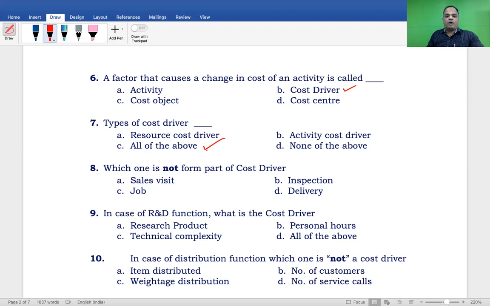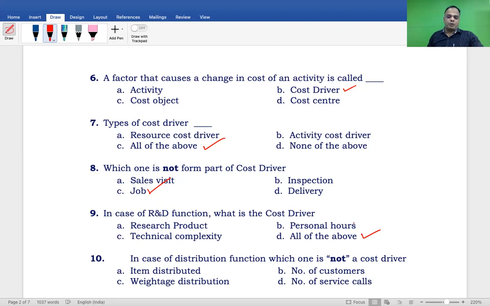Which one is not part of cost driver? Sales visit is a cost driver. Inspection is a cost driver. Delivery is also a cost driver. Job is a cost object. Very good. In case of R&D function, what is a cost driver? Research product, yes. Personnel hours, yes. Technical complexity also, yes. So all of the above is the correct answer.